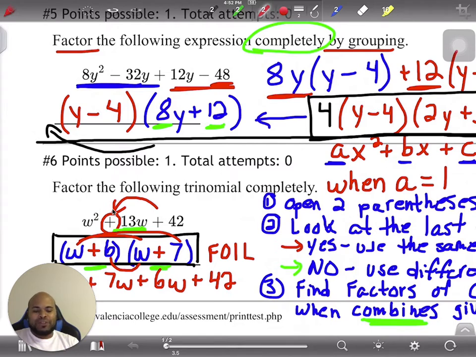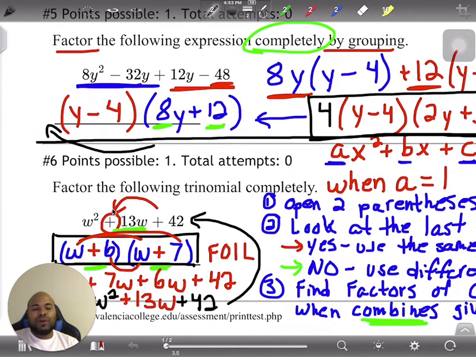I have like terms in the middle, so they're going to combine. 7w plus 6w gives me positive 13w. I'm not going to do anything with the w squared, so I'm bringing it down. And I'm also bringing down the positive 42. As you can see, that last line is exactly the same as the original problem. So this is in fact my answer. When I FOIL, if I get back to the original problem, that means the factors were correct.